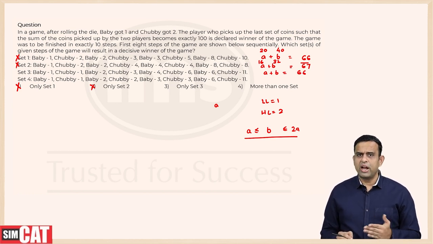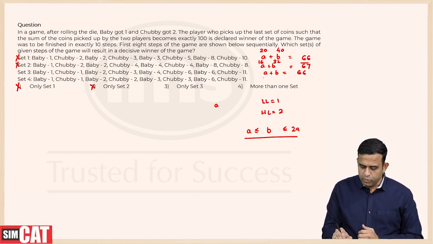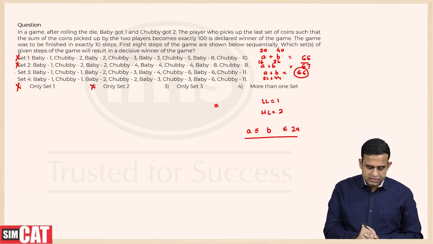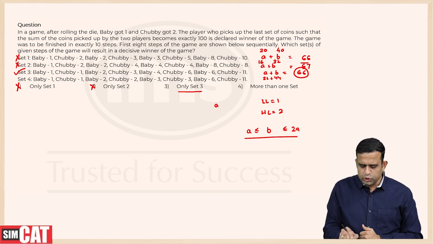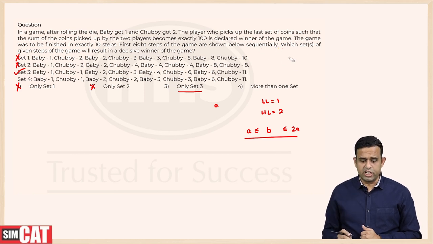Now if you look at the value of A, which I can take max, is 22, and the value of B I can take is 44. If someone puts 22 plus 44, the sum does become equal to 66, which means a winner can be figured out in 10 steps with the help of set number 3. So we can choose to mark option number 3 as the answer. But one needs to be slightly careful because option number 4 says more than one set. So you also want to explore the possibility for set number 4 as well.